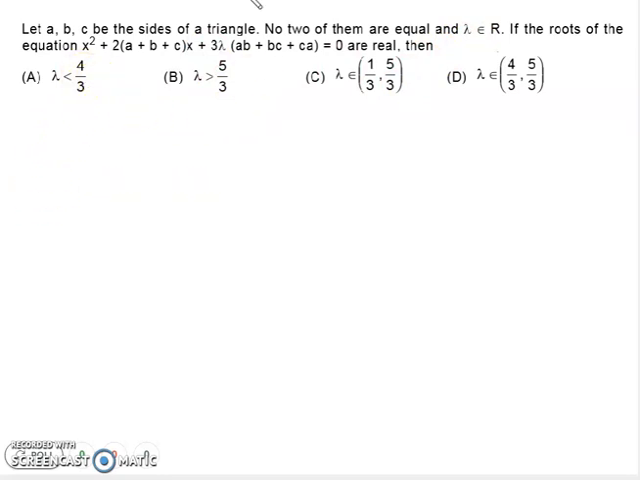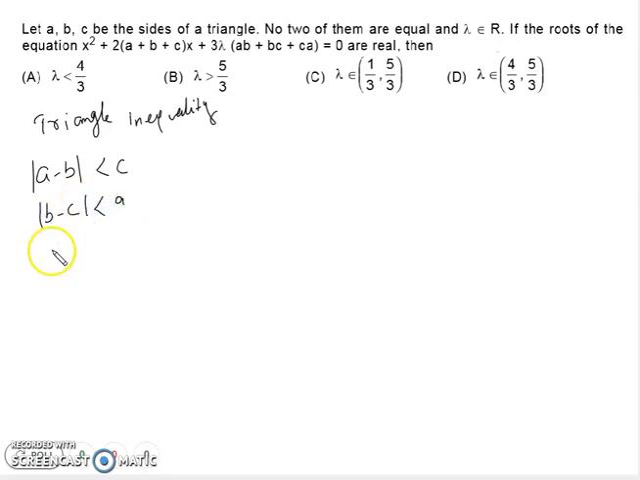So first of all, I am going to discuss the triangle inequality, guys. The triangle inequality says that the modulus of the difference of two sides is always less than the third side. So we can write |a minus b| is less than c, |b minus c| is also less than a, and |a minus c| is also less than b, right?